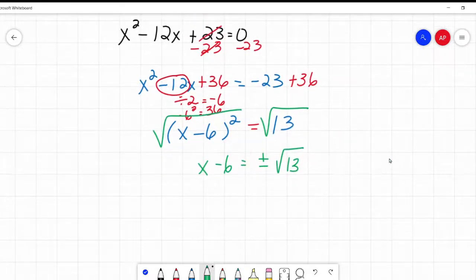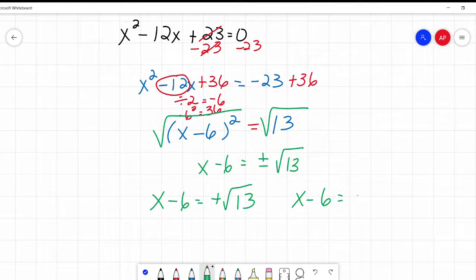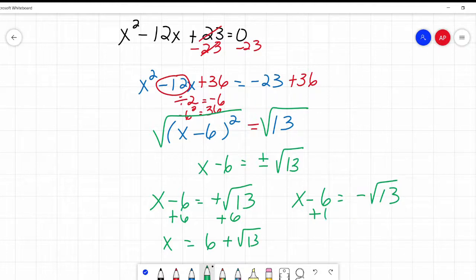Okay, so I'm going to split that up into x minus 6 equals positive square root of 13, and x minus 6 equals negative square root of 13. Add 6. X equals 6 plus square root of 13. Same on this side, add 6. X equals 6 minus square root of 13.